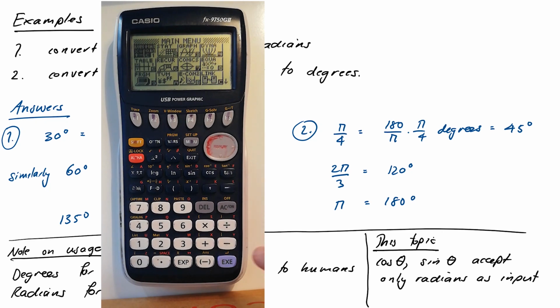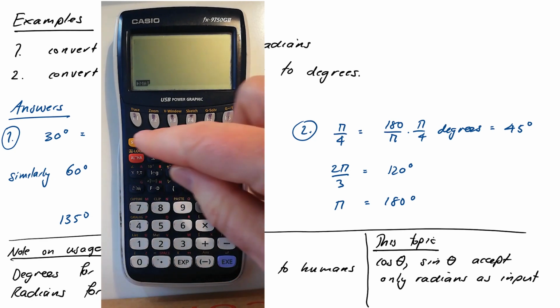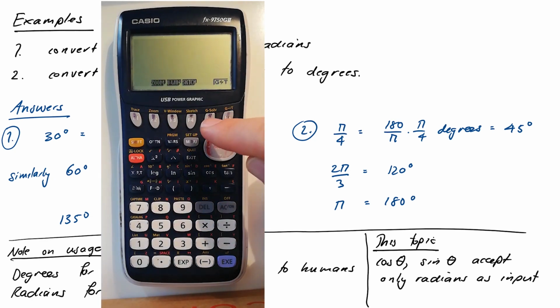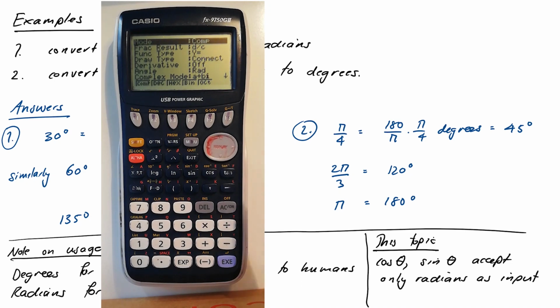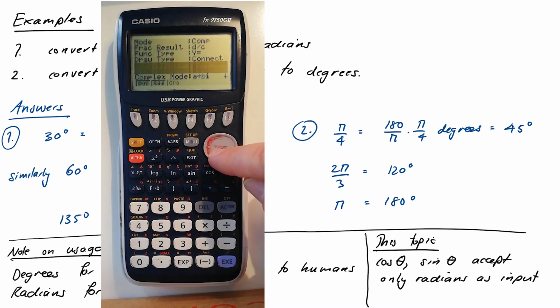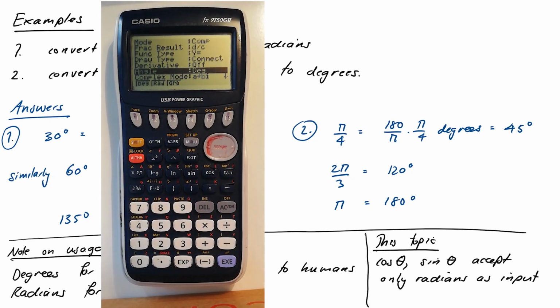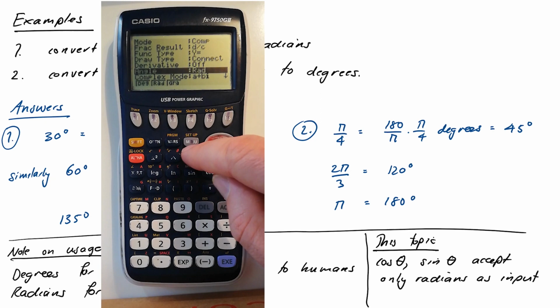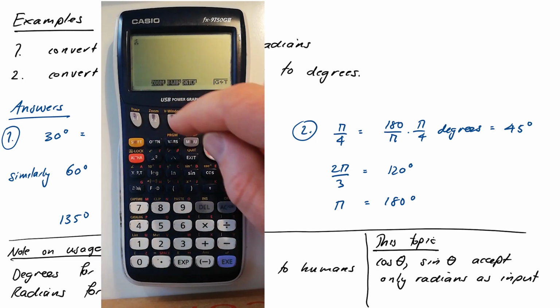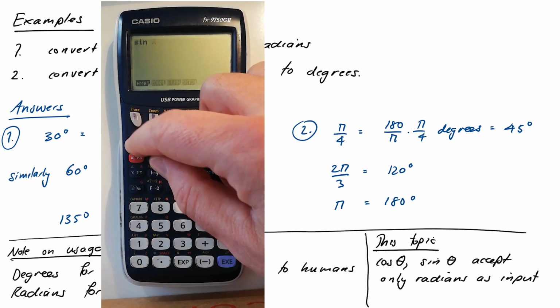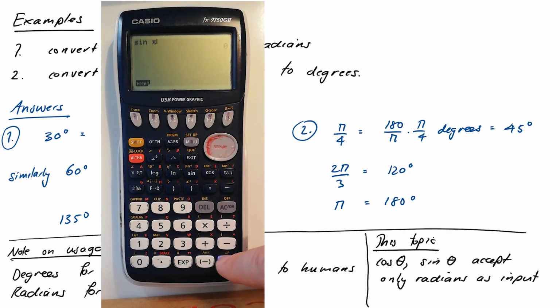All I have to do is enter the run mode. And then I go into setup, which is shift menu. And then I can set my angle property by scrolling down and hitting F1 to turn it to degrees, or F2 for radians. Don't worry about the grad option that your calculator offers as well. These are obsolete and they're not used in science. Some very specialized areas, I believe, occasionally use these, but don't worry about them.